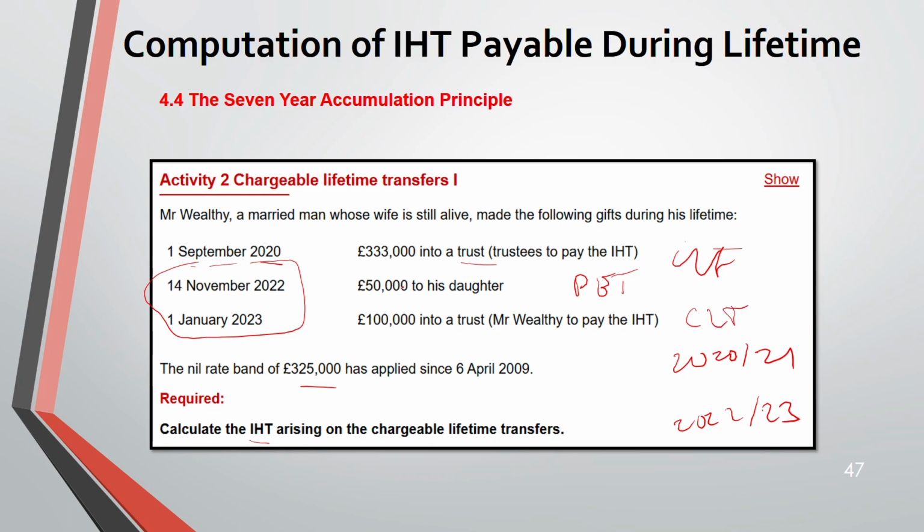So here, trustees will pay the IHT, that means 20%. Here, Mr. Wealthy will pay the IHT, that means 25%. It's a net gift. Okay. So 333,000, 50,000, and 100,000. So let us calculate.